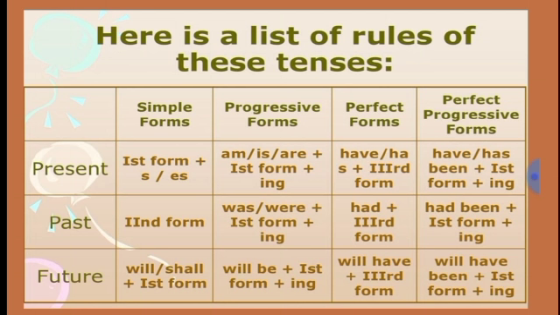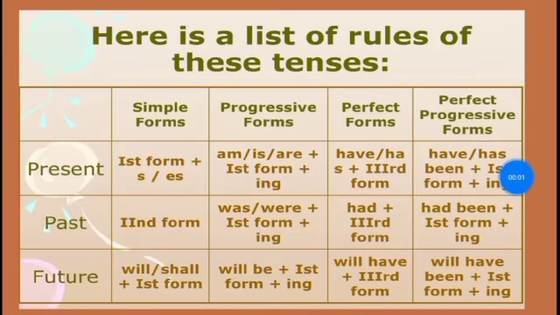Okay. Then for past tense, past perfect progressive tense, it will become I had been reading the book. For future perfect progressive form, it will be I will have been reading the book.